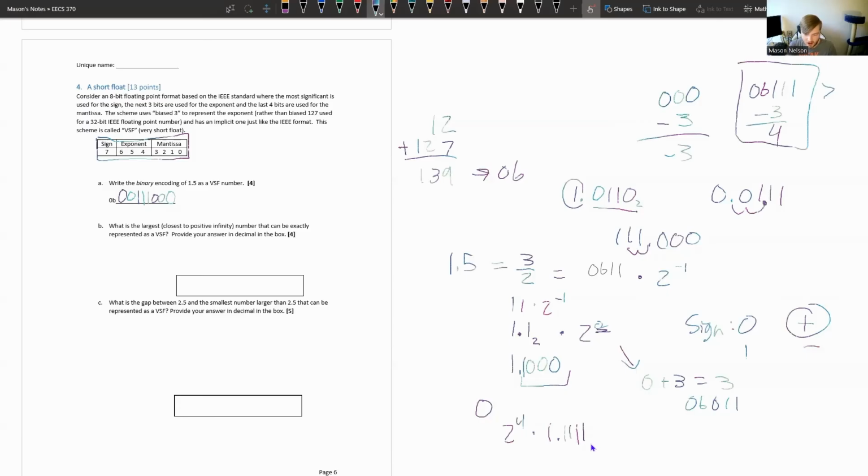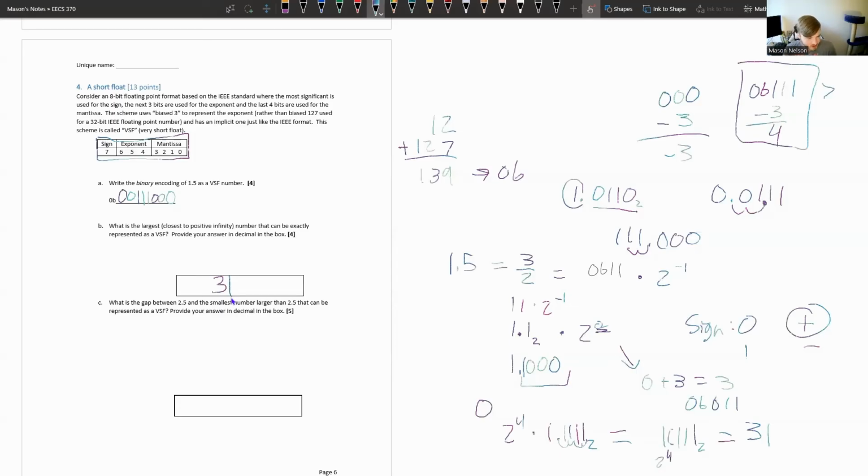If our mantissa is all 1s, when we add our implicit one, that looks like 1.1111 in base 2. If we multiply that by 2 to the 4, it's like moving our decimal point over 4 places. So this gets us 11111 in binary, and that comes out to 31, because 16 plus 8 plus 4 plus 2 plus 1 is 31. So the largest number we can represent in VSF is 31.